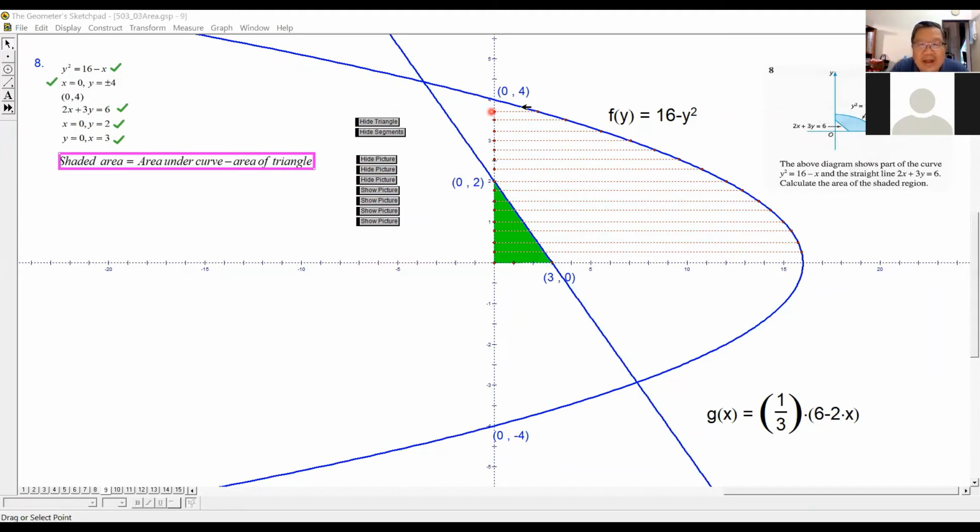We use the area under the curve. This is the whole thing, area under the curve, minus the area of the triangle. Then you will get the area of the shaded part.